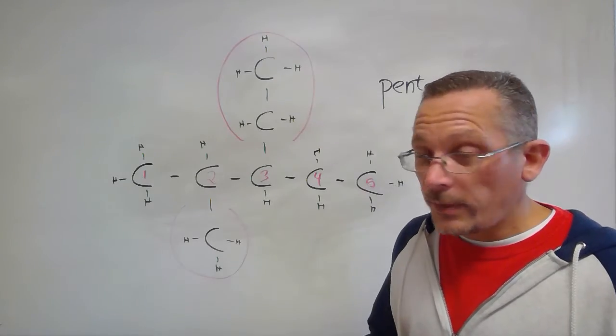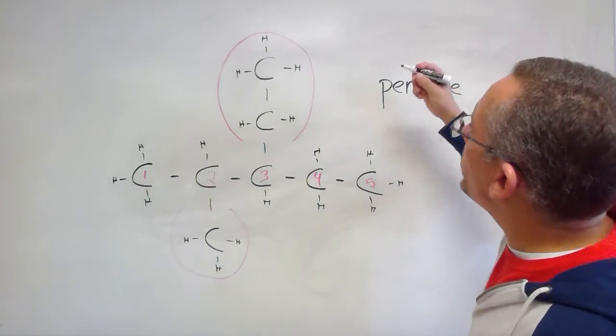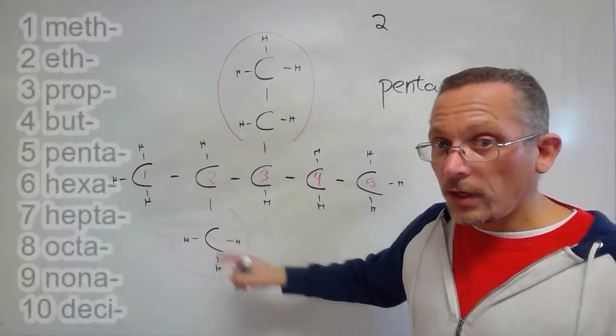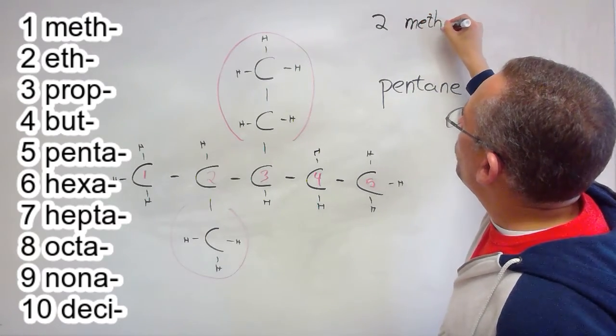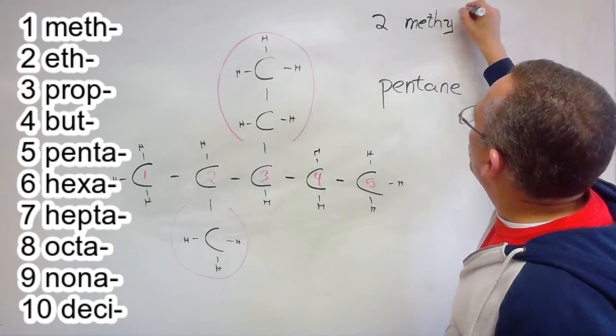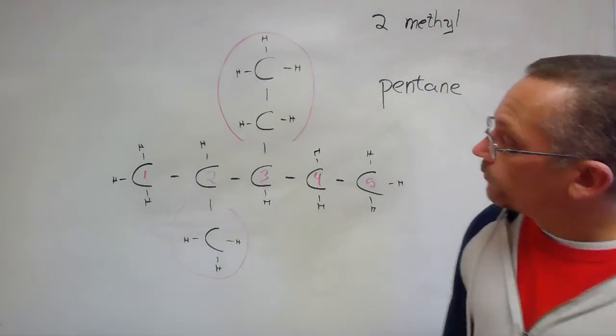This only has 1 carbon atom, and it comes off of carbon number 2. So that one is 2. The organic prefix for 1 carbon atom is meth, and then the suffix for a branch is yl. So this branch here is called 2-methyl.